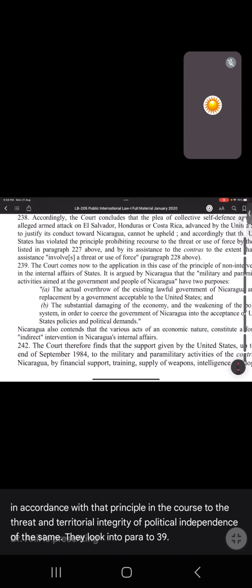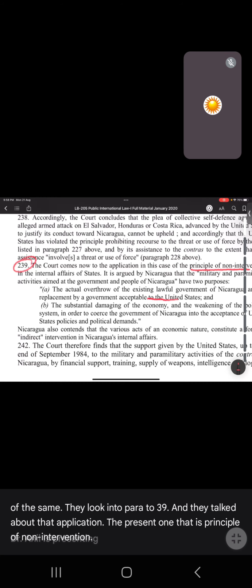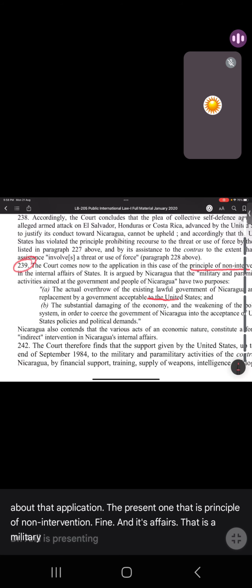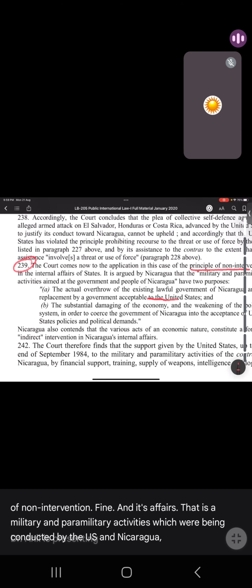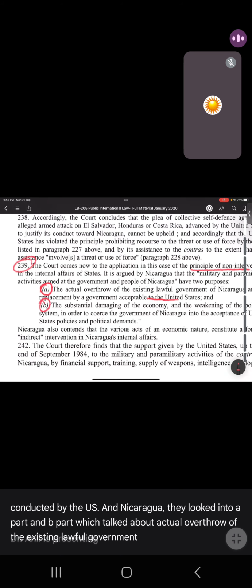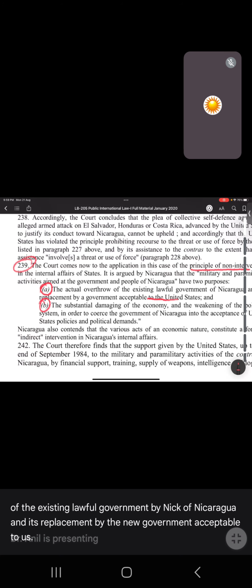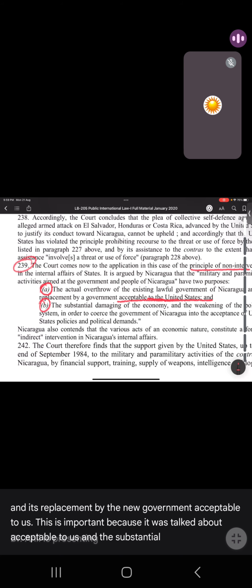They looked into para 2 to 239, and they talked about the application of the present one, that is the principle of non-intervention, and its affairs, that is military and paramilitary activities which were being conducted by the US in Nicaragua. They looked into the A part and B part, which talked about the actual overthrow of the existing lawful government of Nicaragua and its replacement by a new government acceptable to the US. This is important because it was talked about as acceptable to the US, and the substantial damage to the economy which has come up.